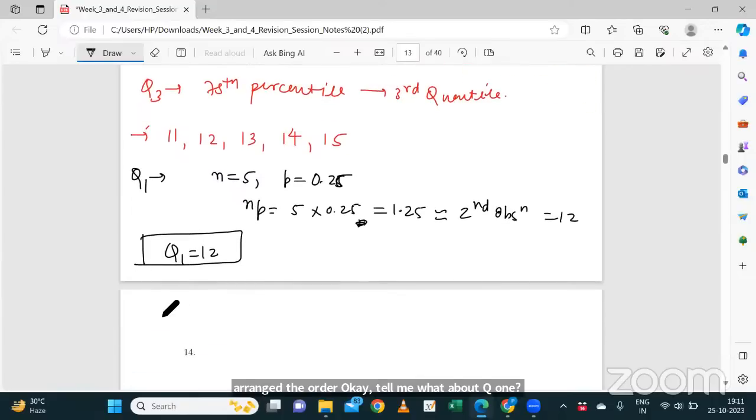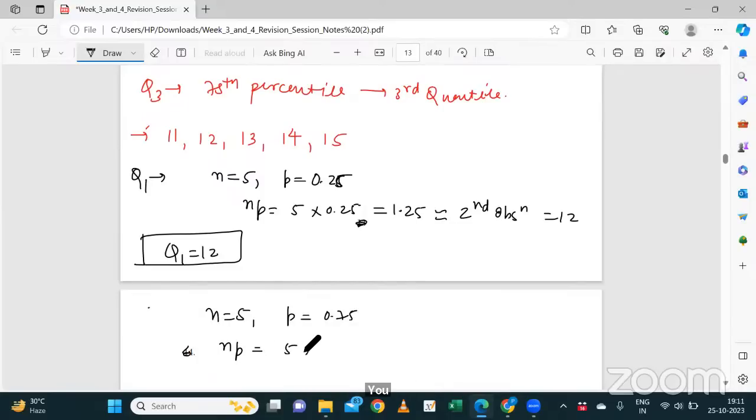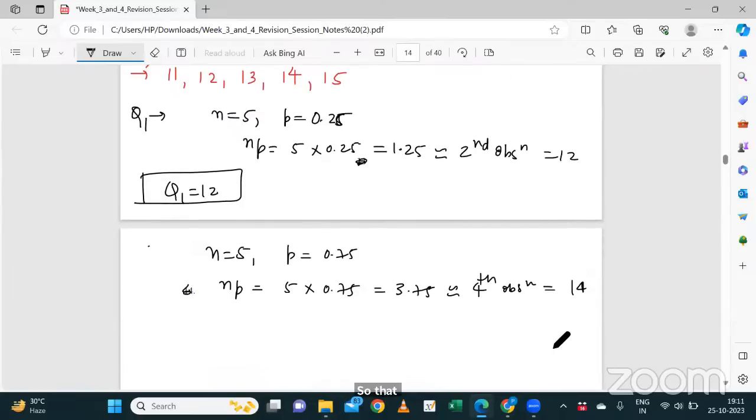What about Q3? So N is 5, P is 0.75. So the value of NP is 5 into 0.75, that means 3.75. That is in decimal, so that means the fourth observation. Fourth observation is what? 14, right? So Q3 of this data set is 14. Is it clear?